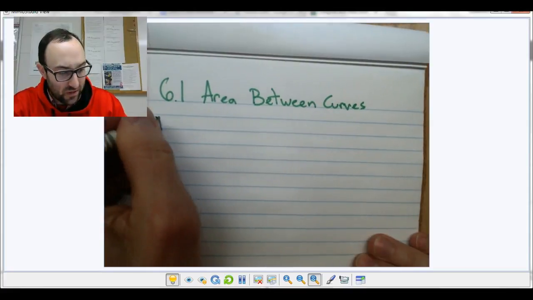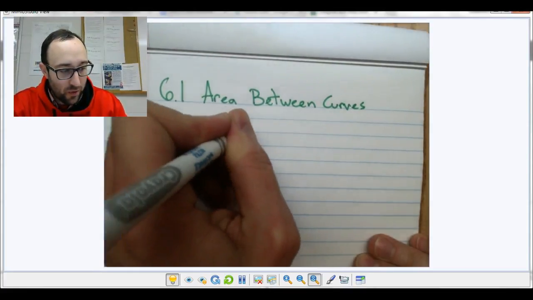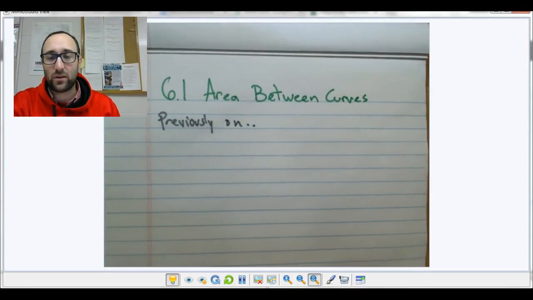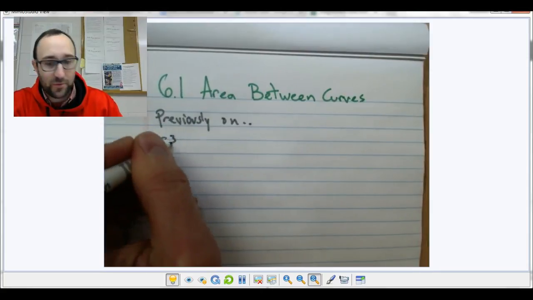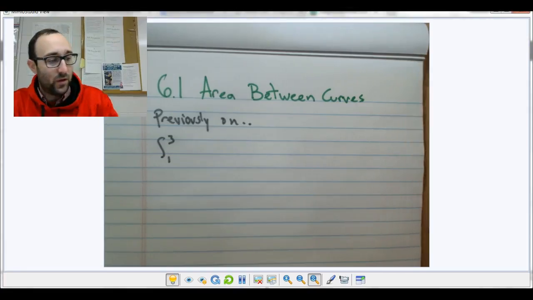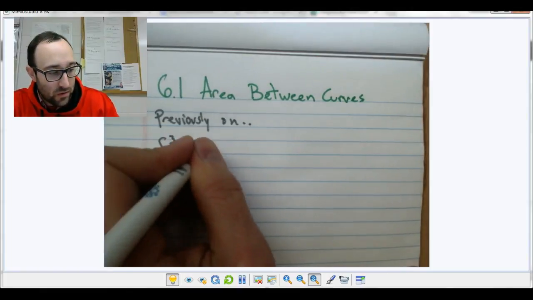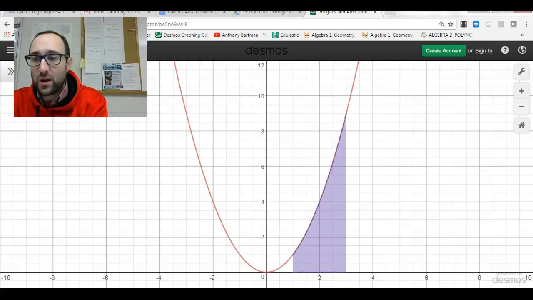What we have done previously in calculus is we found the integral, and we said the lower bound was 1 to 3 of our equation. I'll tell you this is just x squared. So the integral from 1 to 3 of x squared dx. And if we evaluated that whole thing, we would get the area underneath the curve that's down here.